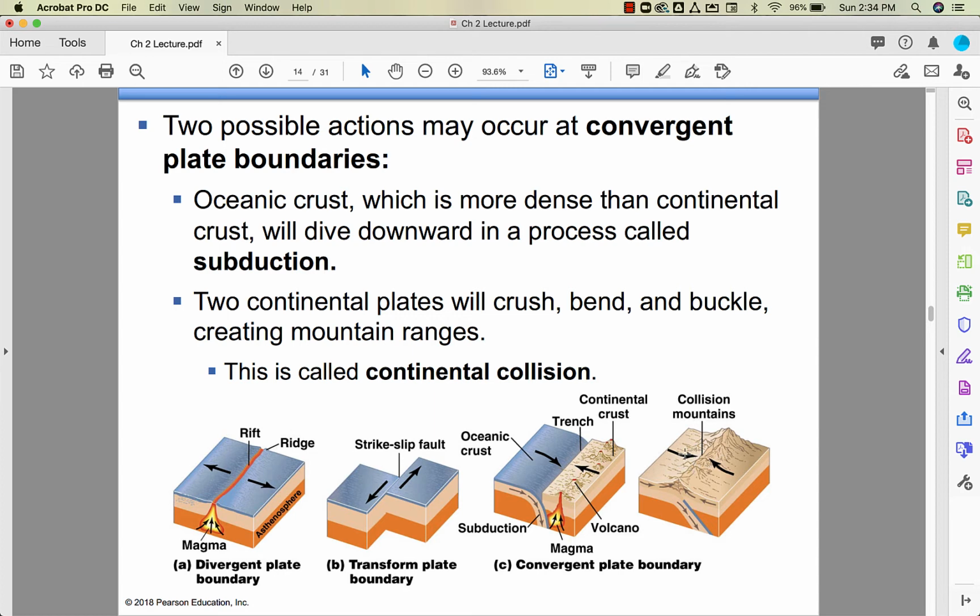And as long as the convection is moving in the asthenosphere, all of these boundaries are going to keep happening, okay? So as long as convection is pushing India into Asia, then the Himalaya mountains are going to keep getting taller and taller and taller. All right. So that's the three kinds of boundaries that you can get when plates come together.